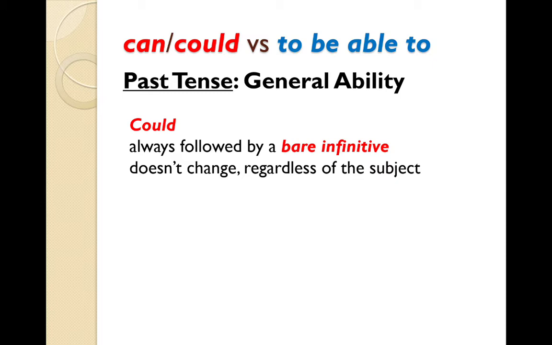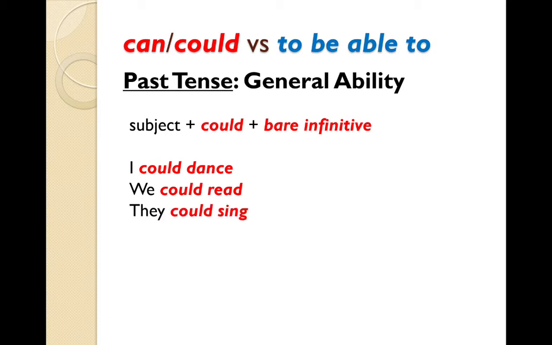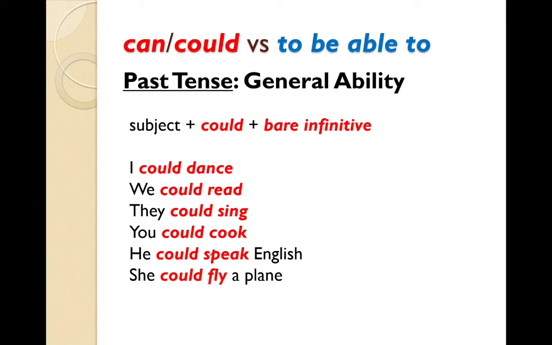It doesn't change regardless of the subject, just like can in the present. So for some examples, I could dance. We could read. They could sing. You could cook. He could speak English. She could fly a plane. The cat could run fast.